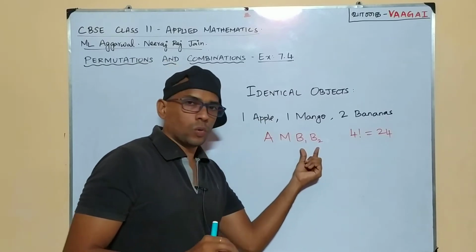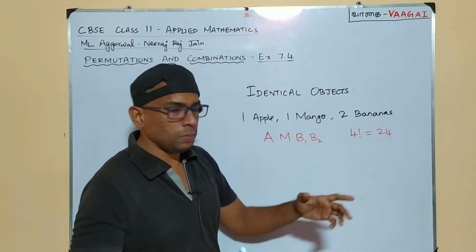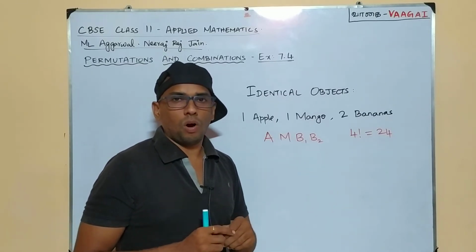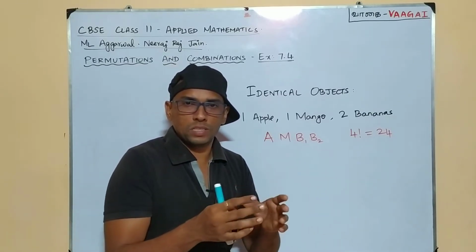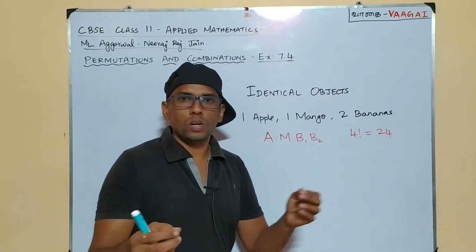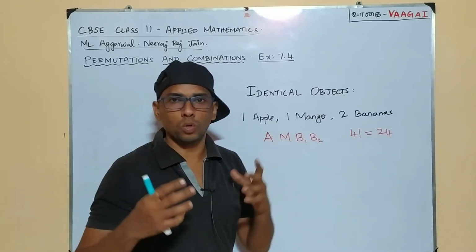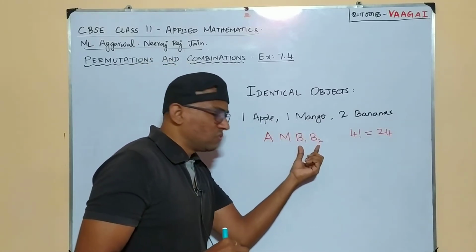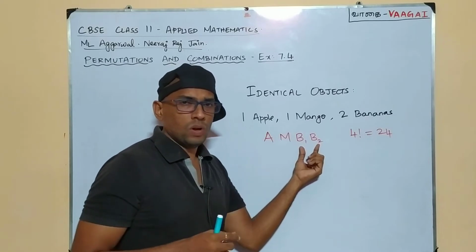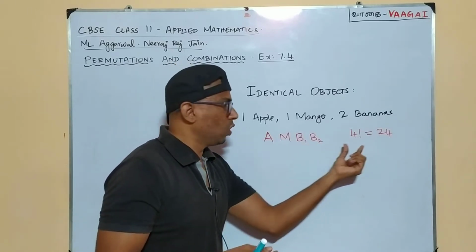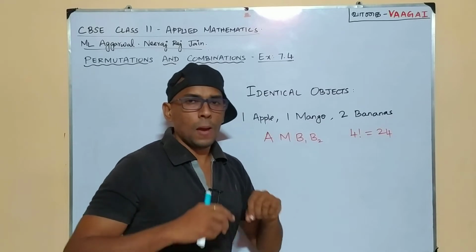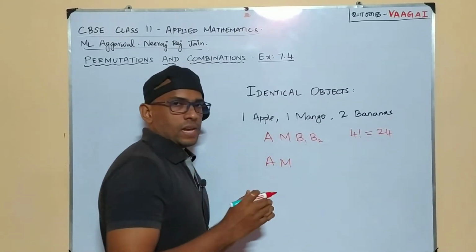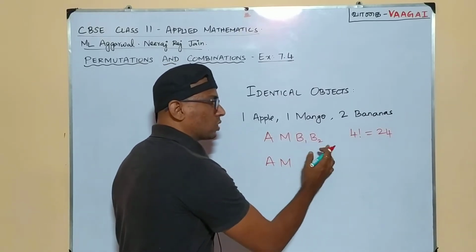If the 2 bananas are distinct, then the answer is 4 factorial. But what if they are identical? They look alike, or the way we swap the arrangements doesn't affect the answer. Then how can we approach it? Just think, here we have 2 bananas, B1 and B2, so they are 2 distinct objects, and we had totally 4 objects, so 4 factorial. But now, since I take both to be identical, we will just remove those suffixes.